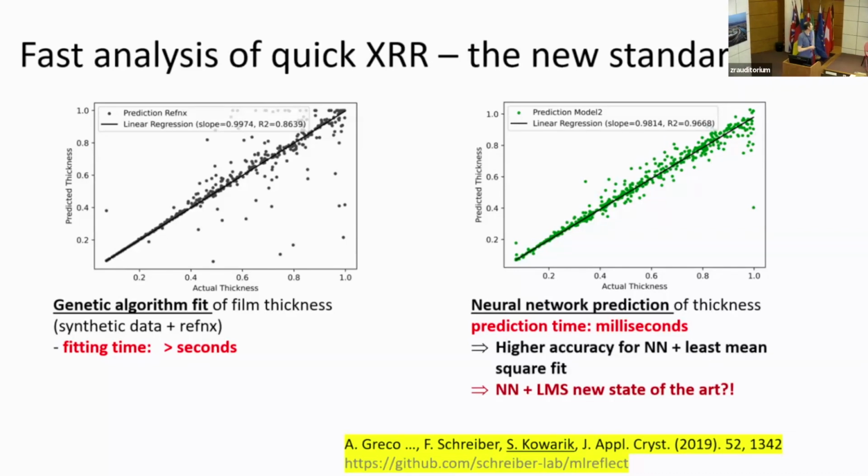Apart from being a lot faster in predicting one curve, which for tens of thousands of curves makes a difference, I think it might also be the new state of the art of accuracy. And that's the first paper, but there have been many more papers you've heard about ML Reflect in the session.